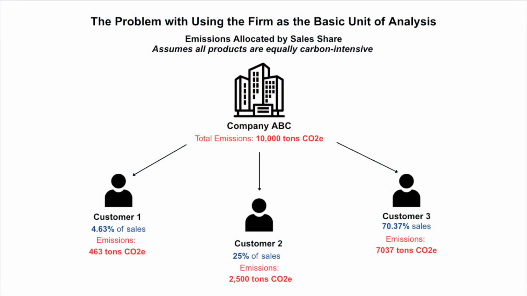But let's also look at the converse. Suppose you didn't use products as your basic unit of analysis, and you used the firm as the basic unit of analysis. So now let's suppose you've accurately measured all the emissions associated with firm ABC. Now it has lots of customers who want to know, what's my share of the emissions that company ABC produced? And the only thing firm ABC can say is, well, you've purchased 4.63% of our output, therefore we're going to give you 4.63% of our emissions.